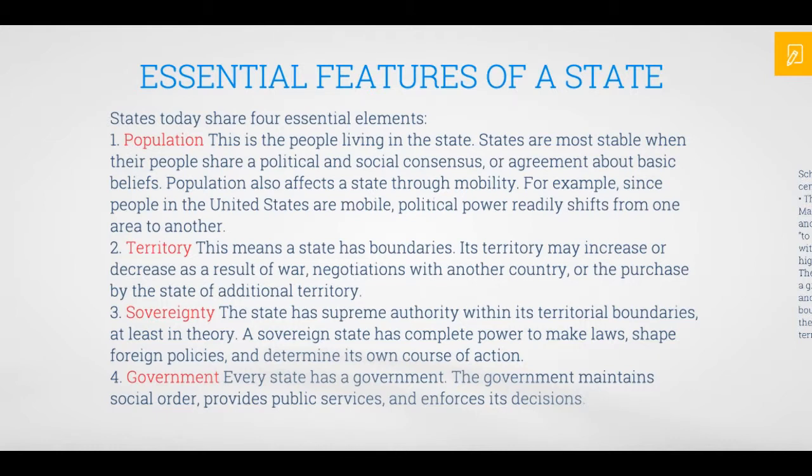2. Territory. This means that a state has boundaries. Its territory may increase or decrease as a result of war, negotiations with another country, or the purchase by the state of additional territory. 3. Sovereignty. The state has supreme authority within its territorial boundaries, at least in theory. A sovereign state has complete power to make laws, shape foreign policies, and determine its own course of action.